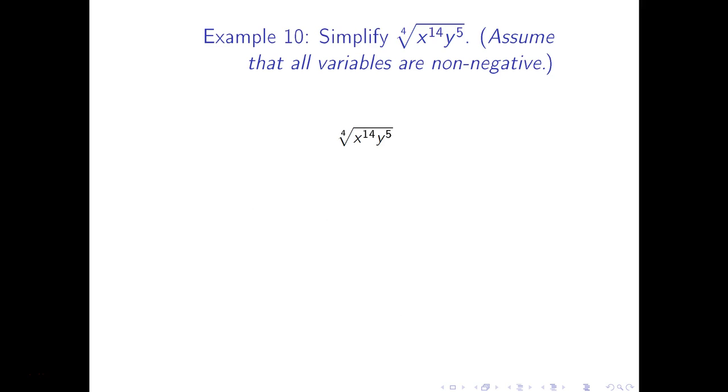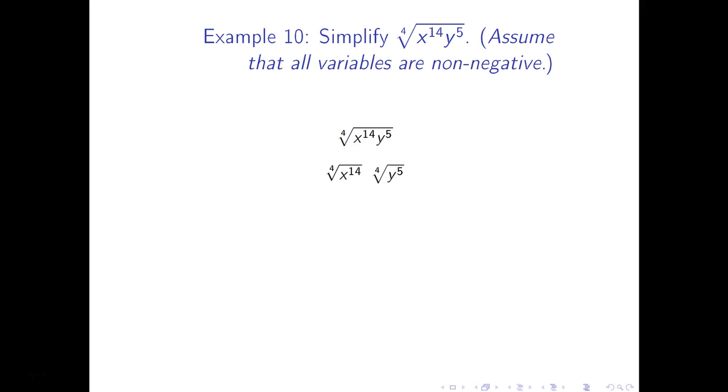Well, let's try changing it a little bit. Again, we're going to assume they're non-negative, so that means no absolute values to worry about. But now I have a 4th root. Well, we can approach it the same way. We can break it apart into these. Now, when it was a square root, I looked for the largest multiples of 2. It's a 4th root, so what am I looking for?